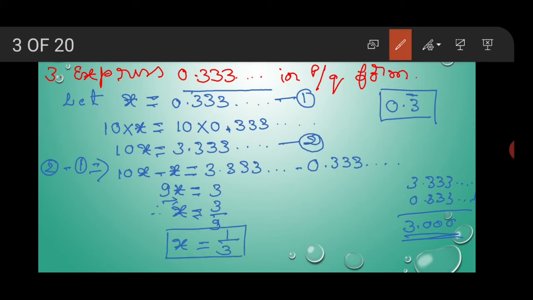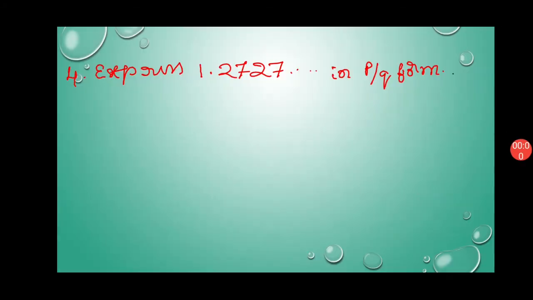So what is the p by q form of the given number? 0.333 on and on is equal to 1 divided by 3. So this is the answer, right? Take one more question.